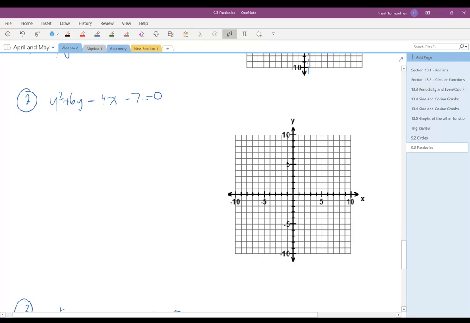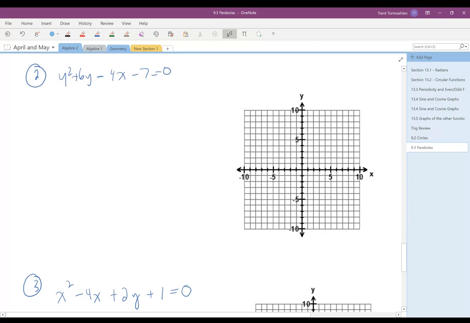All right, for the second problem, this one's a little bit harder because we don't have it in a nice vertex form. What we do on these is we get the squared term by itself with its other variable, so y squared plus 6y, if there is a 6y or some sort of y variable. And then we get everything else to the right side. And so that's going to equal 4x plus 7.